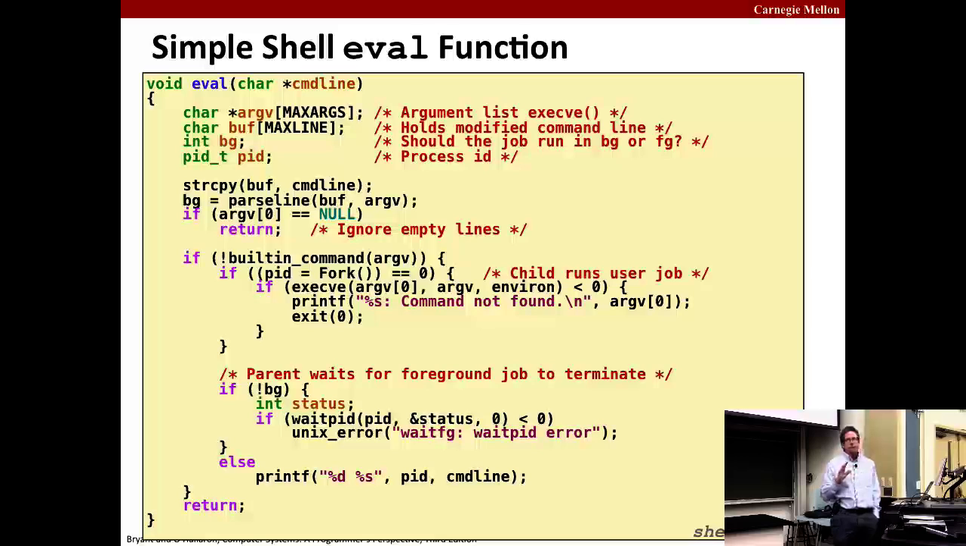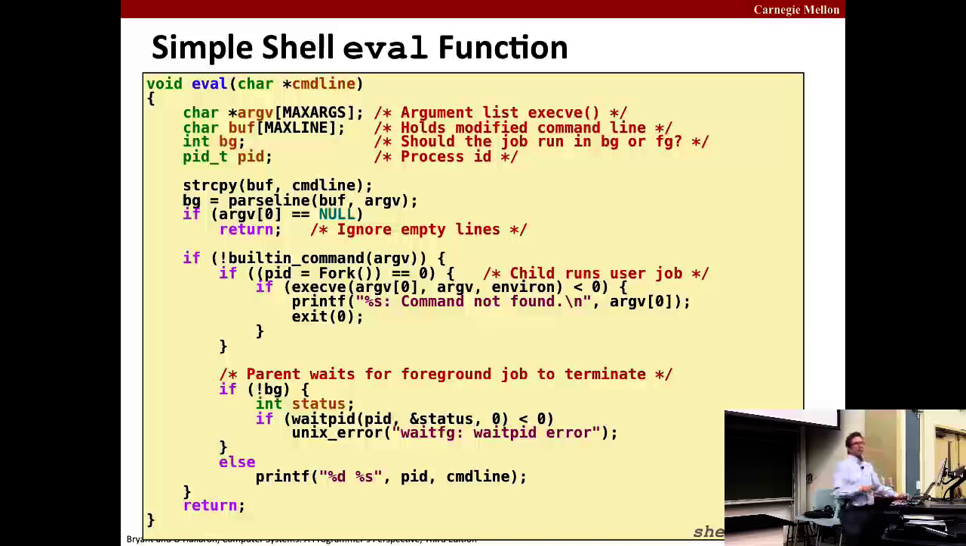If the line that you type doesn't have an ampersand, then you're asking the shell to run that job in the foreground, which means the shell will wait. So first we parse this command line into an argv array, and we return whether or not it was terminated by an ampersand, so bg for background. If argv[0] is null, then that means we just hit return, right? So it's an empty line. So we'll just return and ignore those.